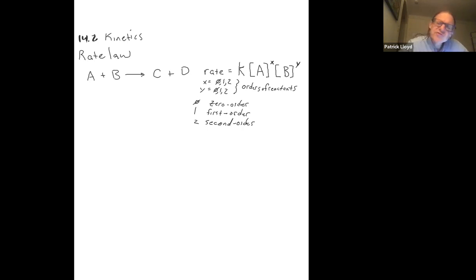So what that means is the speed of the reaction is actually kind of complicated, right? It depends on a constant. It depends on what the concentration of each reactant is. And it also depends on these orders, these values of x and y. So just again, as a reminder, k is called the rate constant.